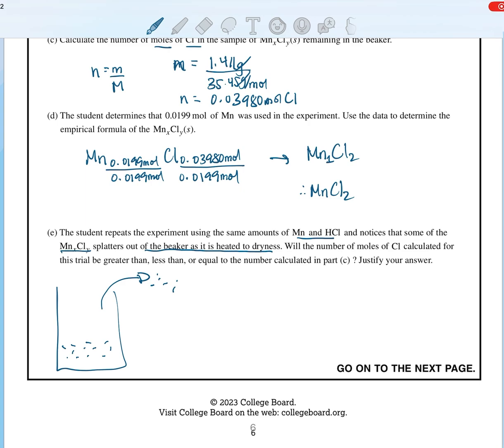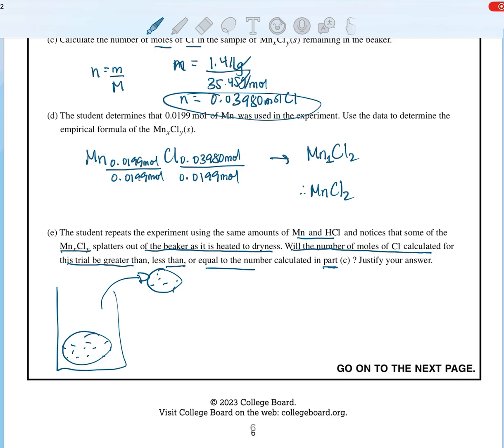So if that happens, that's kind of like a lab error, probably a human lab error. Will the number of moles of chlorine calculated for this trial be greater than, less than, or equal to what you calculated in part C? So that's this value up here. I justify. Well, I think this one's not too bad, because if you're losing product, then the moles are not going to be the same thing here, right?